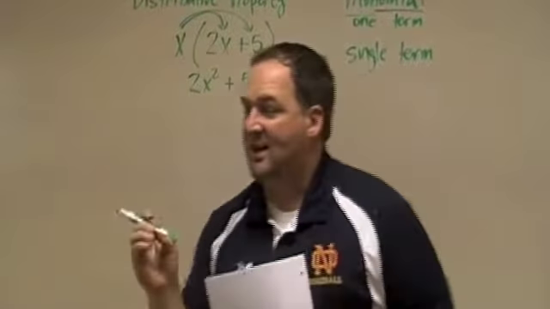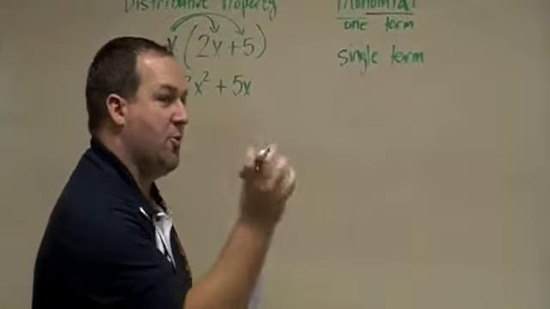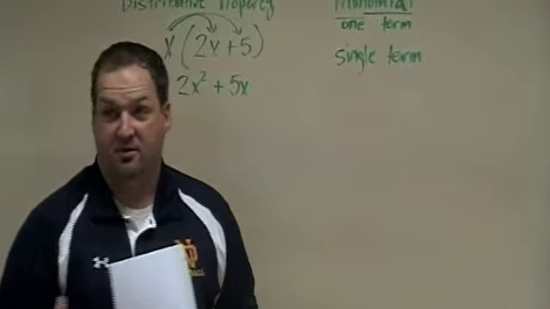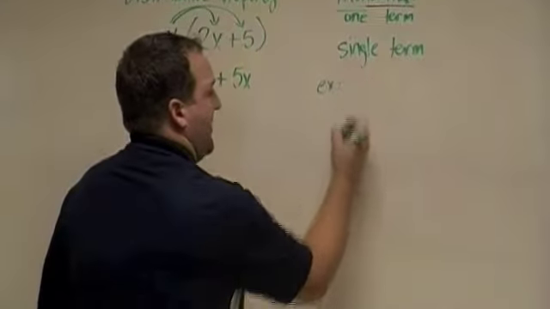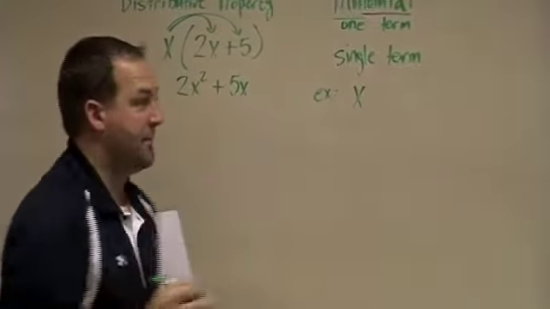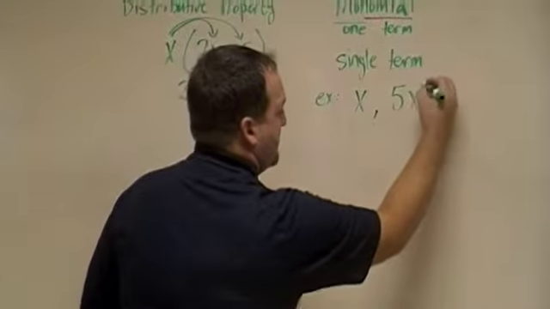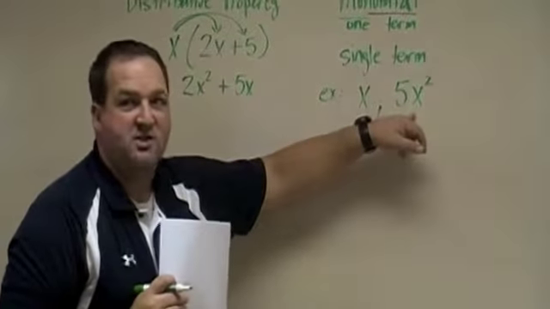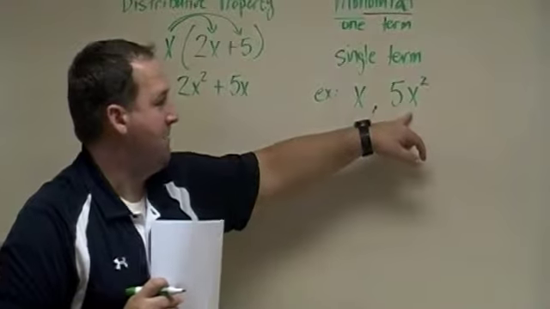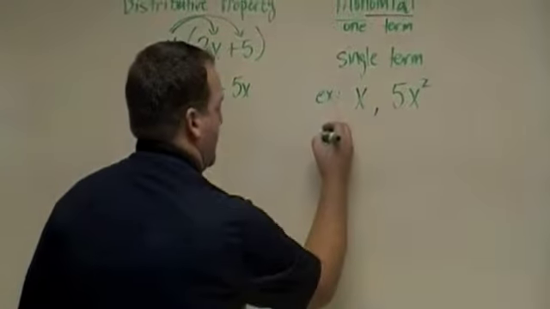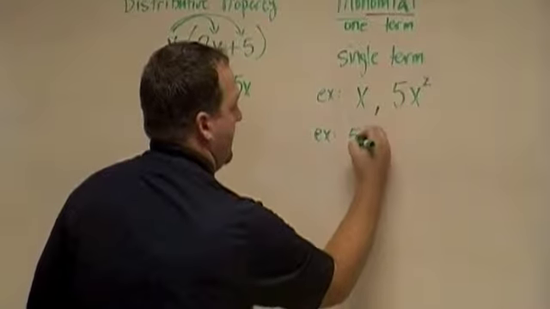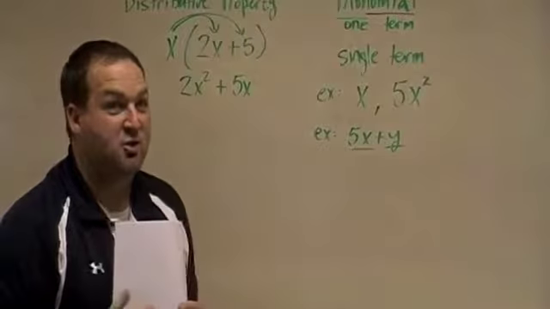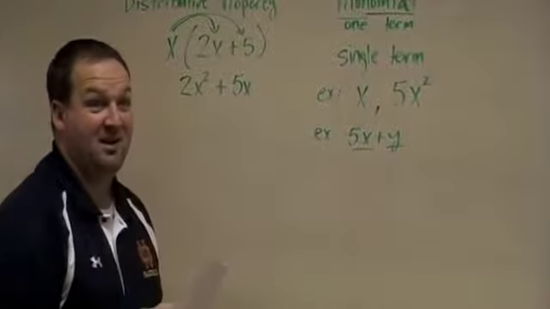A single term that is collective. It could be in a group with multiplication, but it cannot be separated by addition or subtraction. So, what is an example of a monomial? x is a monomial. 5x squared is a monomial. That's multiplication. x squared is x times x, correct? What is not a monomial? 5x plus y. That's correct. This is actually two monomials, and two monomials is the next term, which is a binomial.